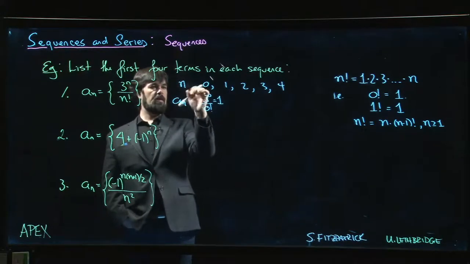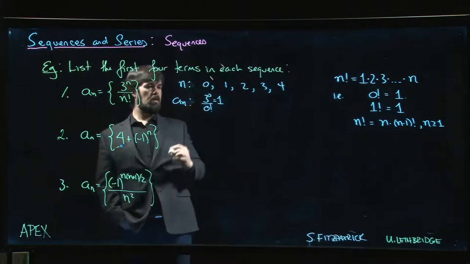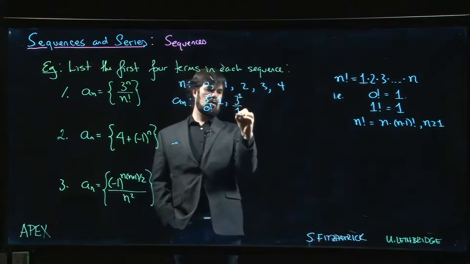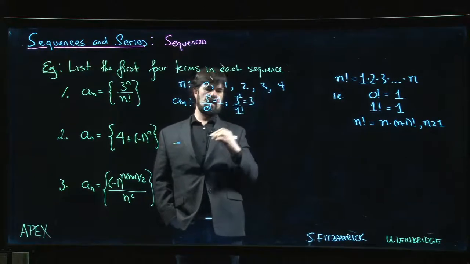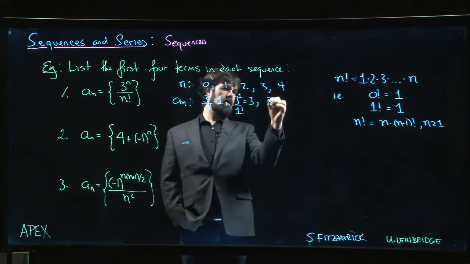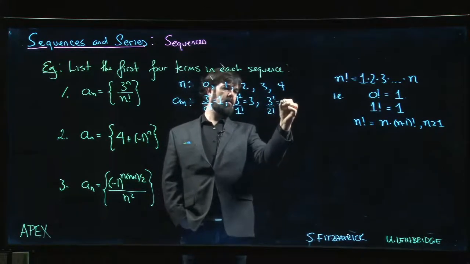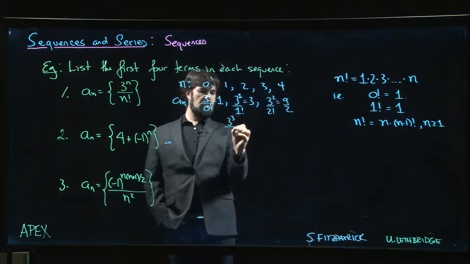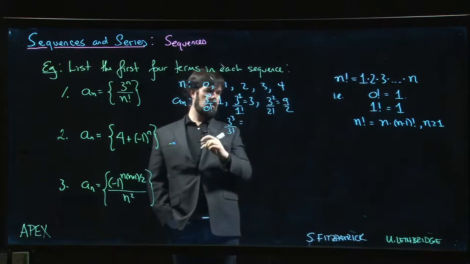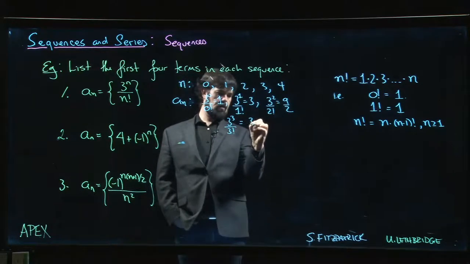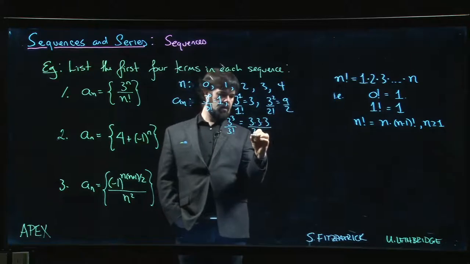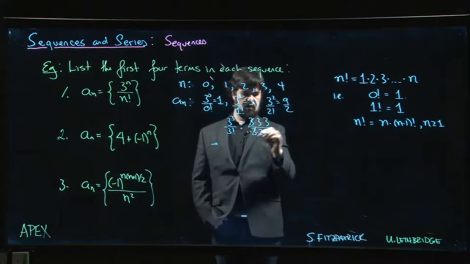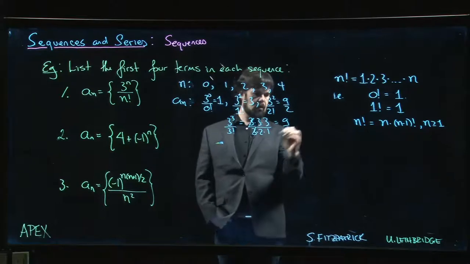Maybe equals is not the best thing to put here. Okay? There's a 1. Sorry, A0. A1 will be 3 to the 1 over 1 factorial. So you get 3. A2 will be 3 to the 2 over 2 factorial. So that's 9 over 2. Okay. A3 will be 3 cubed over 3 factorial. Okay, so that's 3 times 3 times 3, it's 27. Sometimes it's convenient to write things out like this because you can simplify a little bit. Cancel those 3s. It's also 9 over 2, okay?